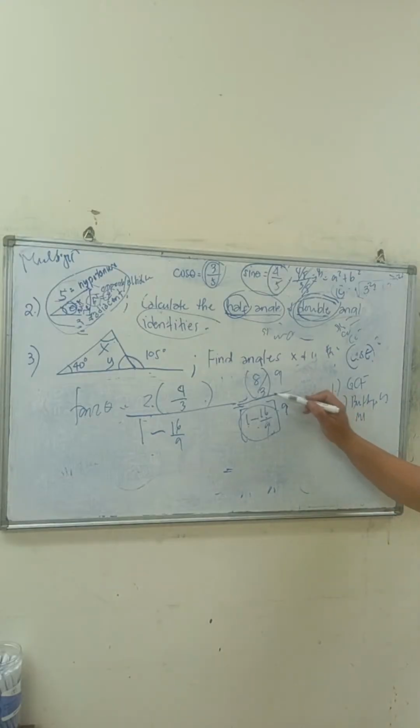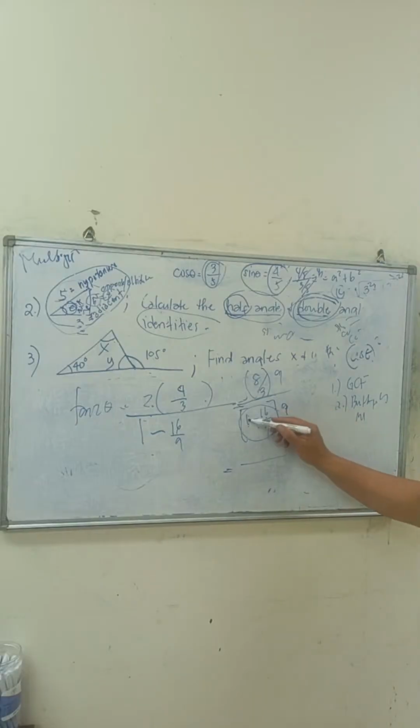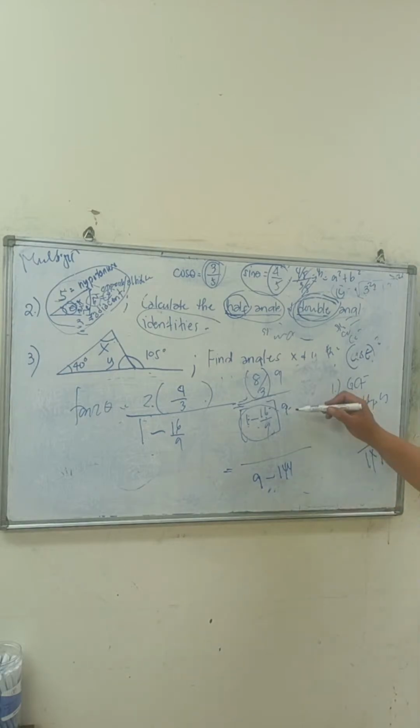So, 9 times 1. Let's start with the denominator. 9 times 1 is 9. 9 times 16, that is 144. Then 9 over 9 is 1, so it cancels. So there's no more denominator in the denominator. See? No more denominator in the denominator.